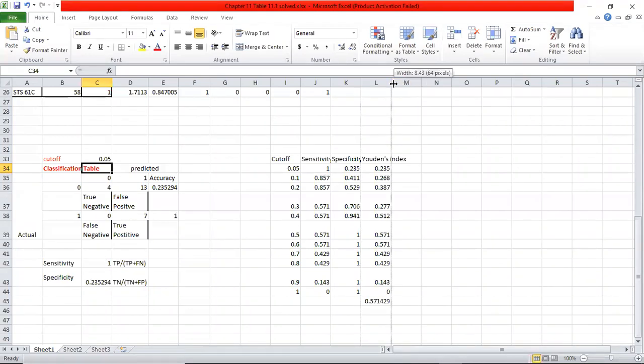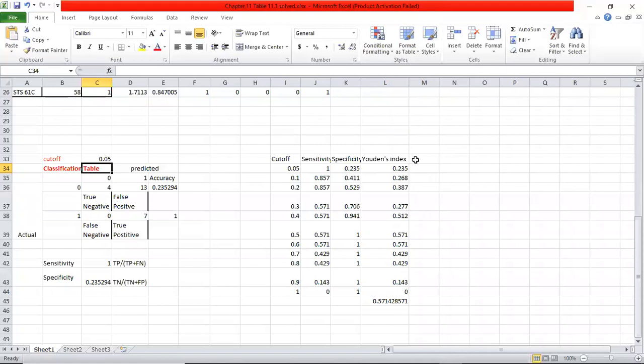So now we'll calculate an index called Youden index. Based on this Youden index, I'm trying to find the optimum cutoff probability. So Youden index is equal to sensitivity plus specificity minus 1. This is the formula for Youden index.